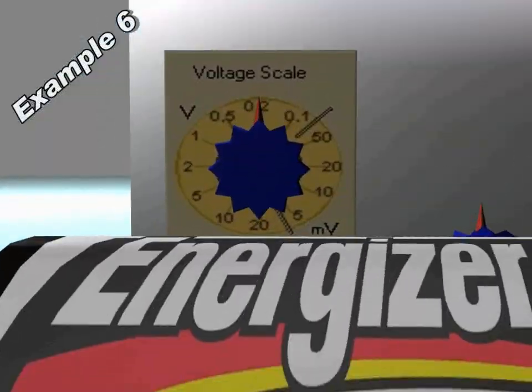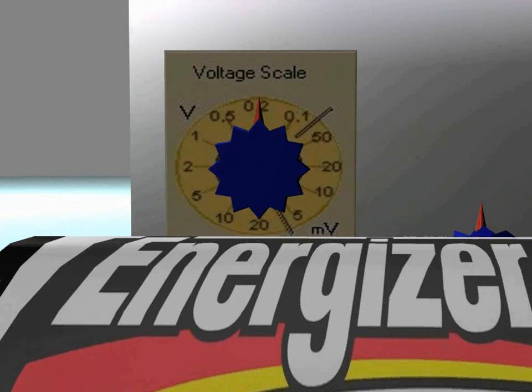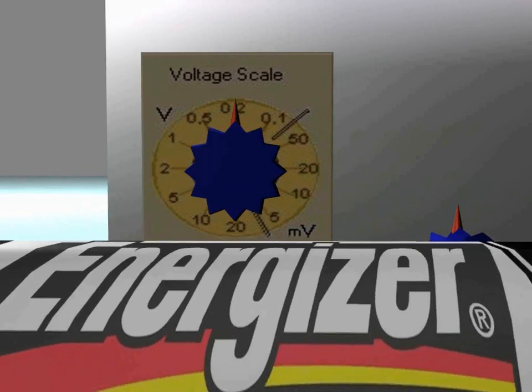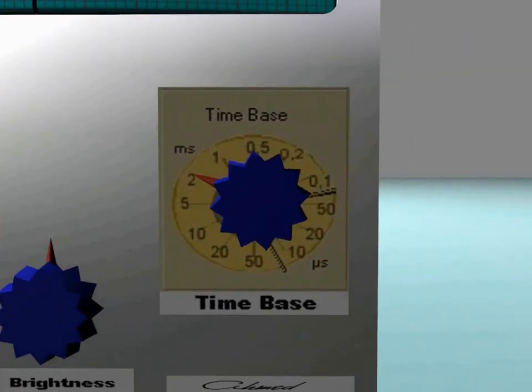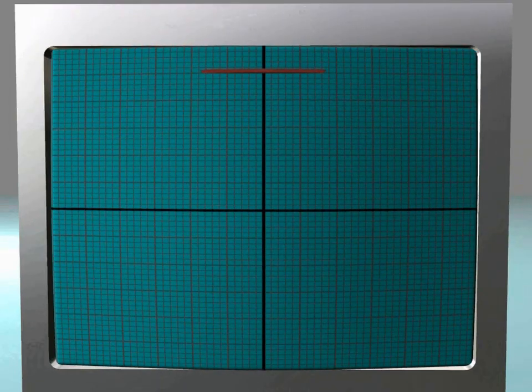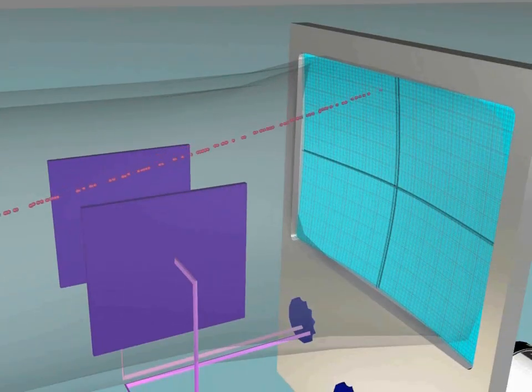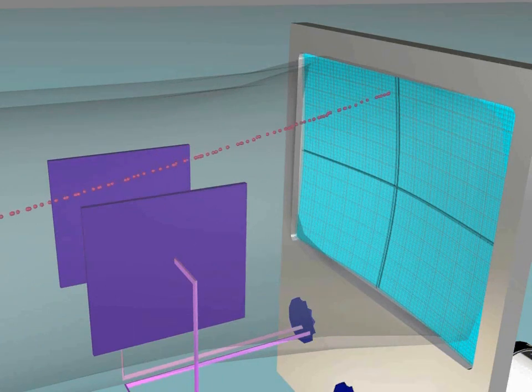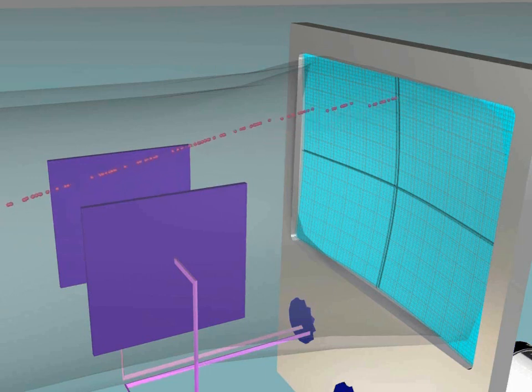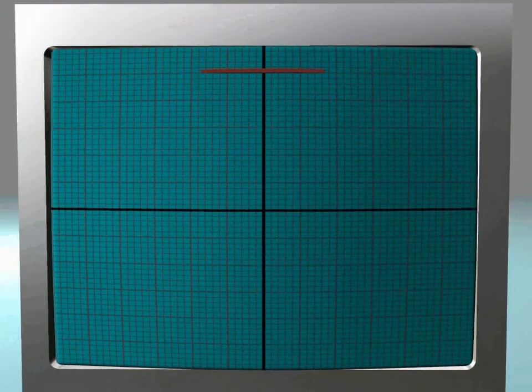Example number 6. In this example, the 5-volt battery is still connected to the Y input. But now the time base which controls the X plates is on. This will change the spot on the square number 5 to a horizontal line because now we have an upwards deflection by the Y plates. At the same time, the X plate causes the continuous left and right deflection across the screen. This causes the horizontal line.